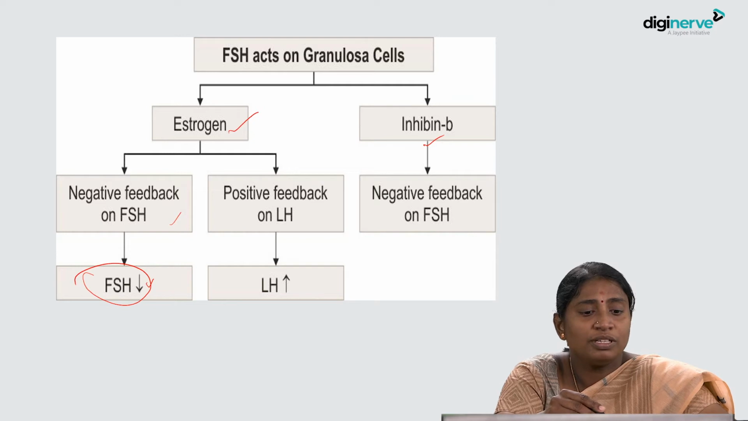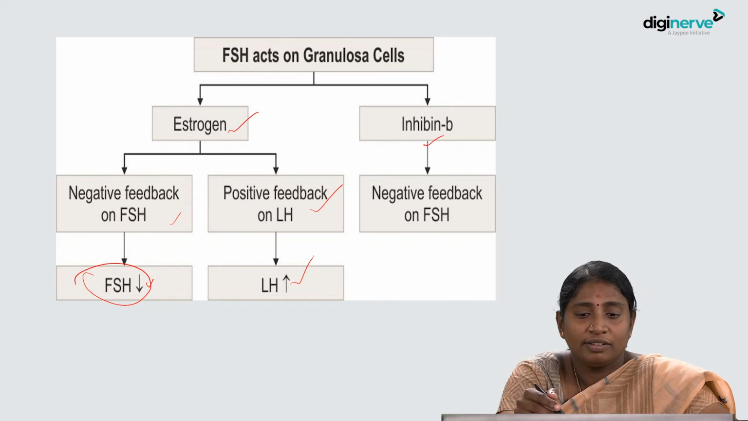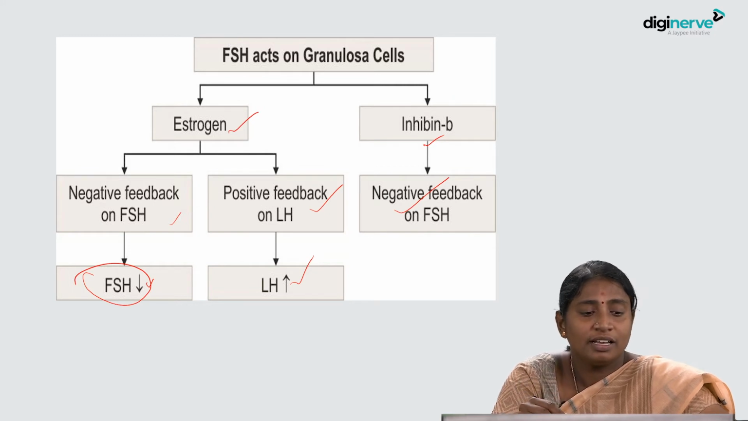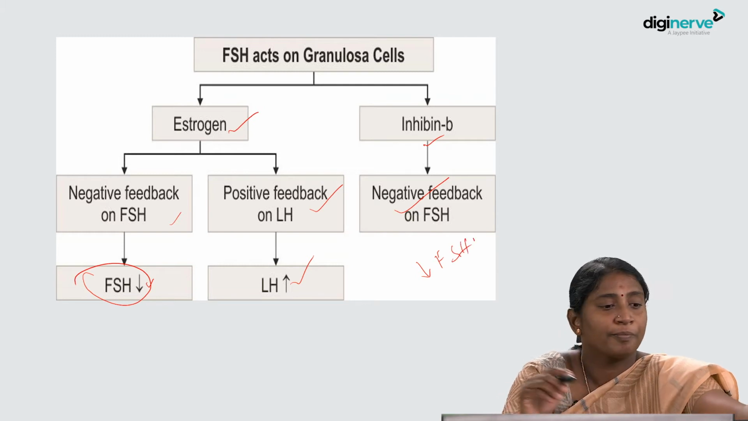So, estrogen also sends a positive feedback for LH. When the estrogen levels are increased to an extent, it causes an increase in the LH level. Whereas inhibin B has a negative feedback on FSH. When the inhibin B level increases, it causes a reduction in the level of follicle stimulating hormone.